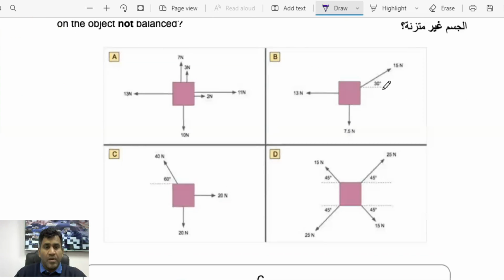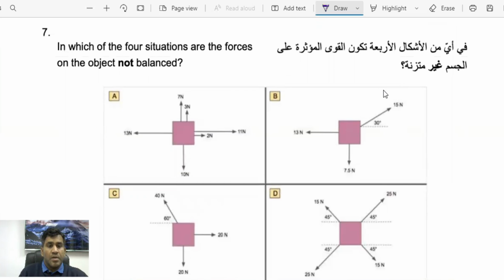Question number 7. Question number 7 says, in which of the four situations are the forces on the object not balanced? The question is about the forces on the object, in which situation it is not balanced. If you look at the options, the situations A, B, C, and D, just check it out. This is the free body diagram represented for a certain situation, and whichever forces are in the same direction, we just add them to get the resultant force.